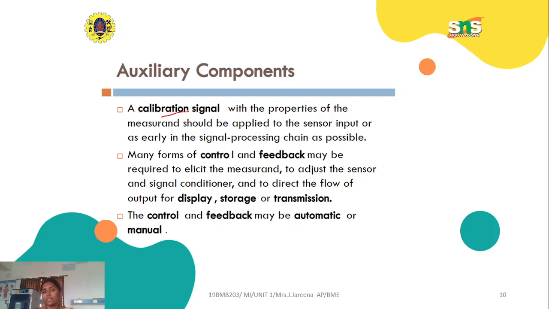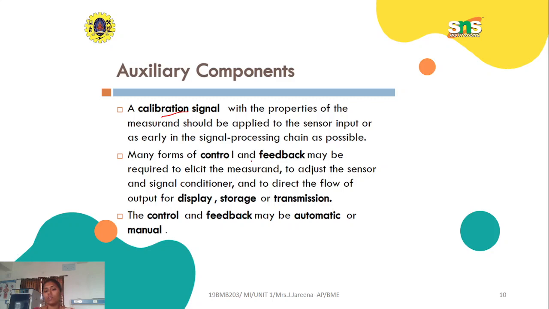As I said, since it is a biomedical device, calibration is very important, because accuracy and precision matter, since it shows the result of our human functioning. Based on that, treatment will be provided. So if there is a slight variation or slight change in that result, it will affect the overall treatment, or it is going to ruin the life of the people. So calibration is very important, and that is going to be one of the auxiliary components.